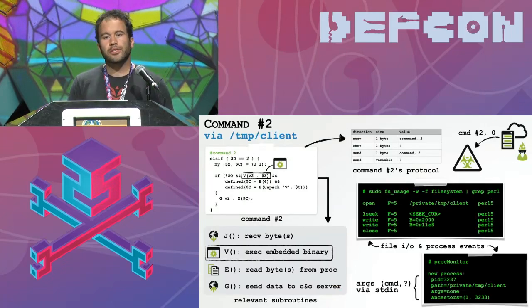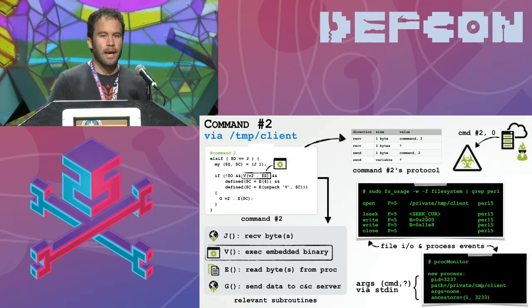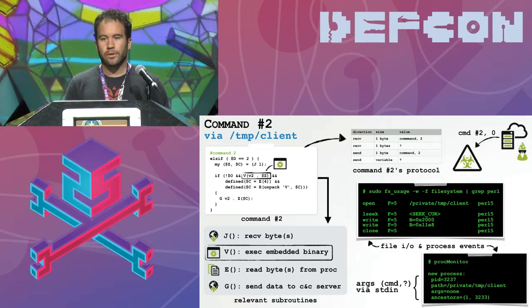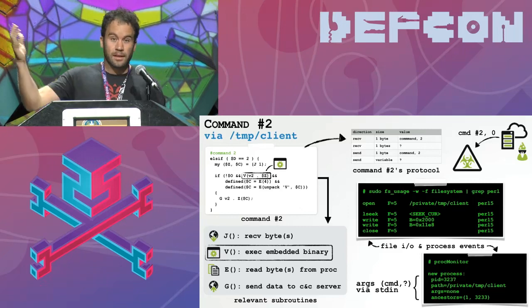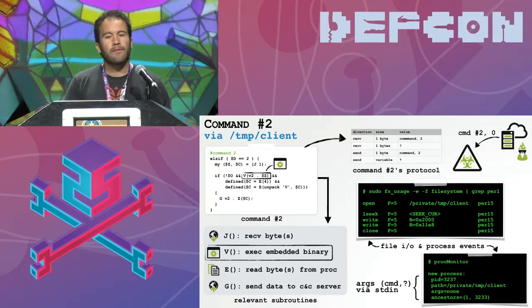If we look at the malicious Perl script, we can see this command via the J subroutine expects an additional byte from the command and control server. It then invokes the V subroutine to execute the embedded Mach-O binary, and then invokes the G subroutine to send some information back to the server. So now we understand the protocol. We know it requires an additional byte, and then it's going to send us back some variable length data. But again, we have no idea what this command actually does.